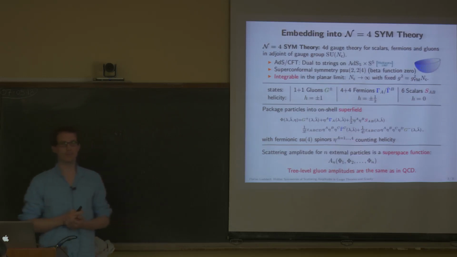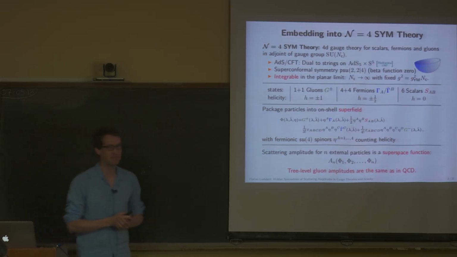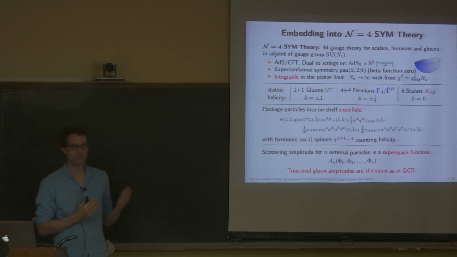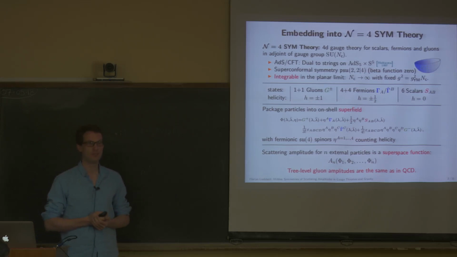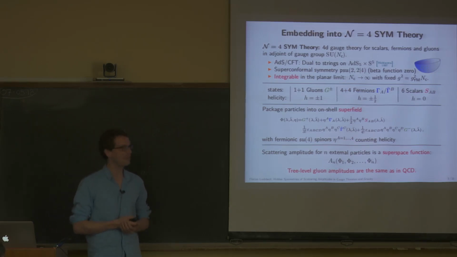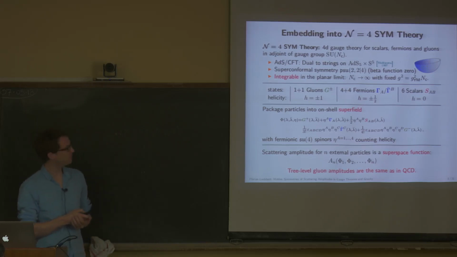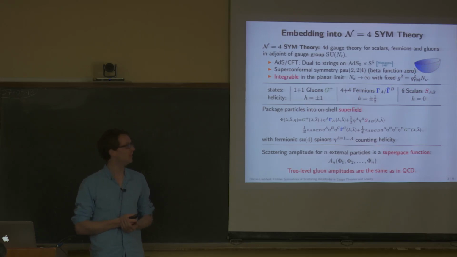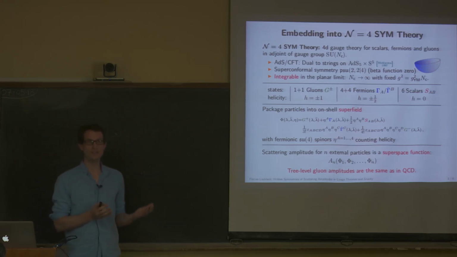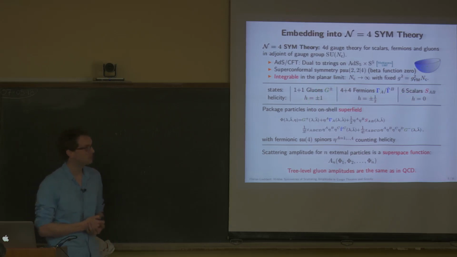I actually want to go a step further and embed this into a larger context, namely into N=4 super Yang-Mills theory, which, as you know very well, is interesting for a number of reasons. It's believed to be dual to string theory on AdS5 times S5. It has an even larger symmetry algebra, namely PSU(2,2|4), and the symmetry is also preserved at the quantum level, since the beta function vanishes. Moreover, in the 't Hooft limit, the limit of an infinite number of colors with fixed 't Hooft coupling, the theory is believed to be integrable. If I want to look at scattering in this theory, I have to deal with all of these on-shell scattering states: gluons, fermions, and scalars.